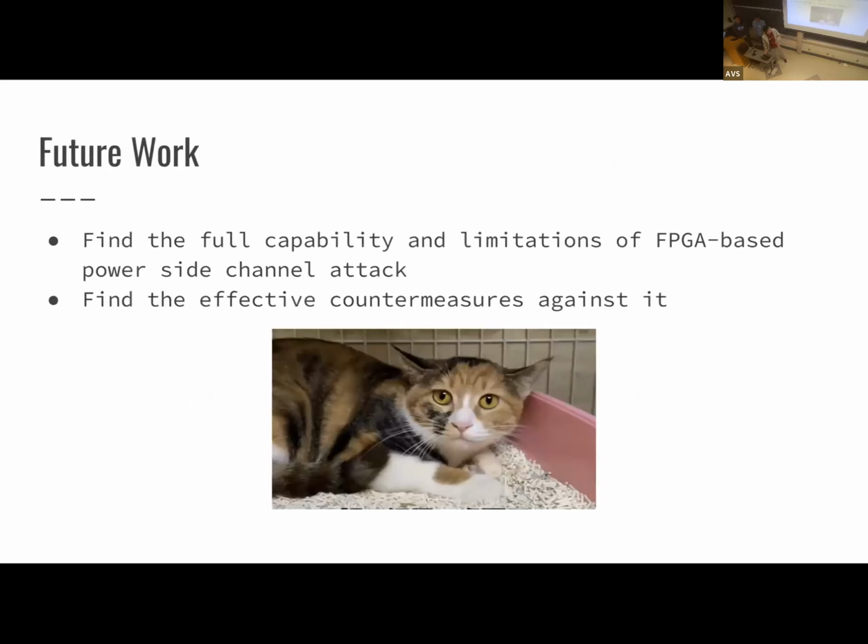So here is some future work with regard to the limitations and the countermeasures.